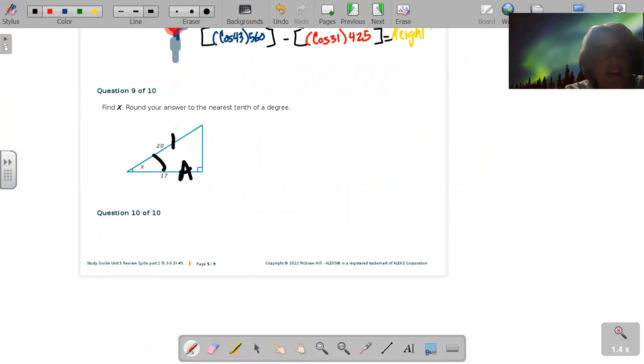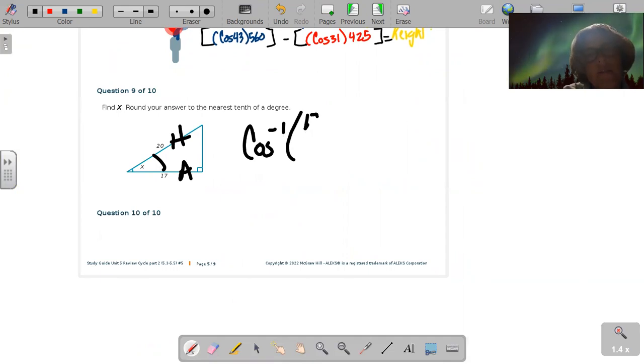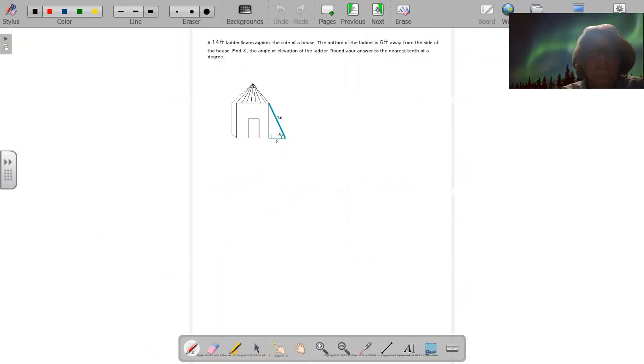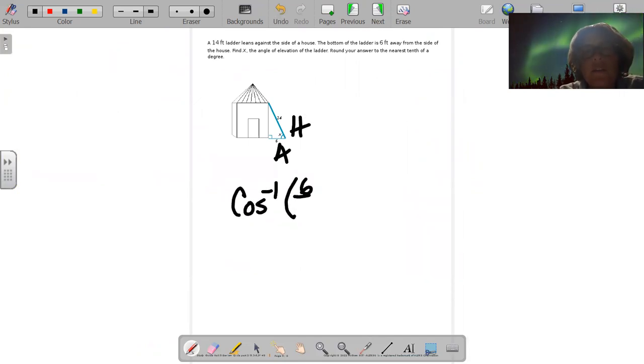This one is adjacent over hypotenuse, looking for an angle, inverse cosine 17 over 20 equals angle theta. This one, adjacent over hypotenuse, again, inverse cosine 6 over 14 equals angle theta.